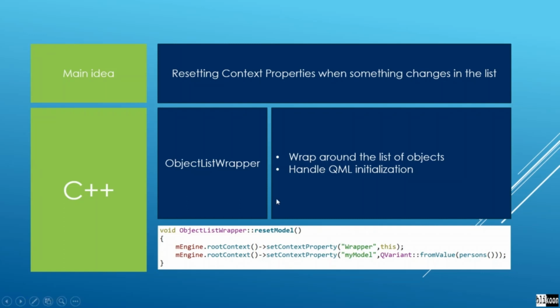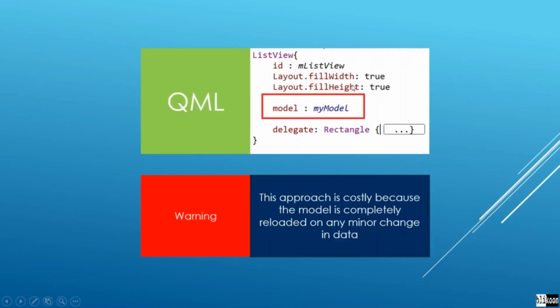The code to reset the context properties is going to be wrapped in a method called resetModel like this, and we are going to set a bunch of context properties like you see here. On the QML side, all you need to do is to assign the model in your list view to be used.